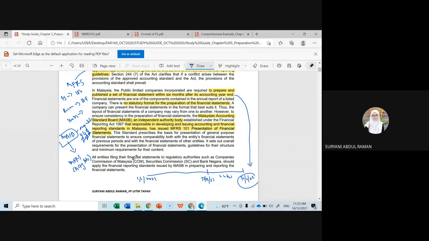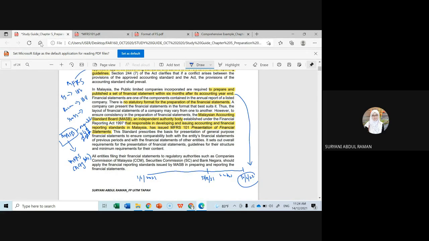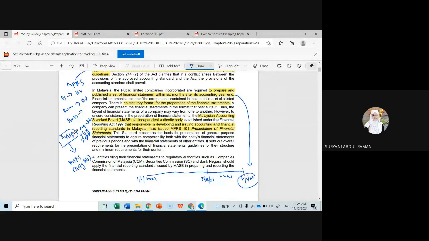MASB located in jalan mana? Jalan Kerinci KL lah contoh. Tapi MASB tu buat apa? Dia bukannya company yang menjual produk-produk. No. They are the ones who issue the MFRS. So this MFRS is actually being developed by all the experts in the MASB. So MFRS ni is the accounting standard.